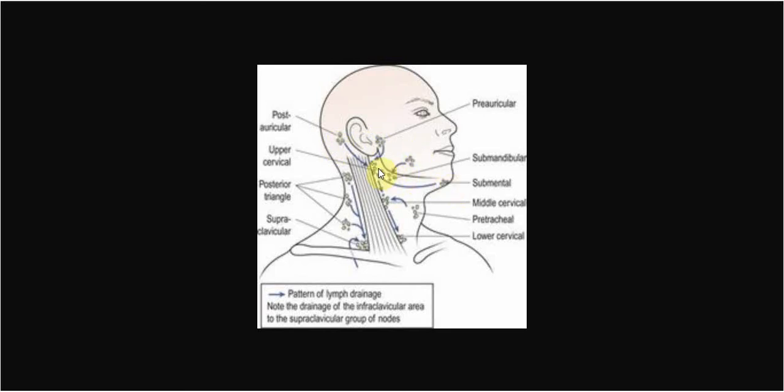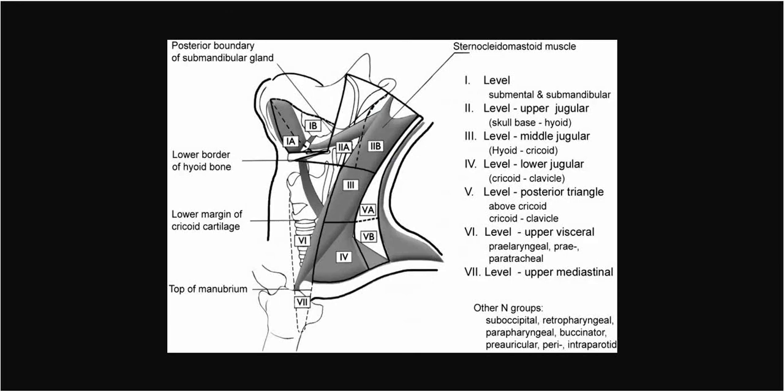This is the upper cervical, this is the middle cervical, this is the lower cervical. You can see the pre-tracheal drain into the middle cervical, right? You can see the nodes of the posterior triangle, and you can see the supraclavicular, and you can see that those of the posterior triangle, they drain into the supraclavicular, and they're not the only ones.